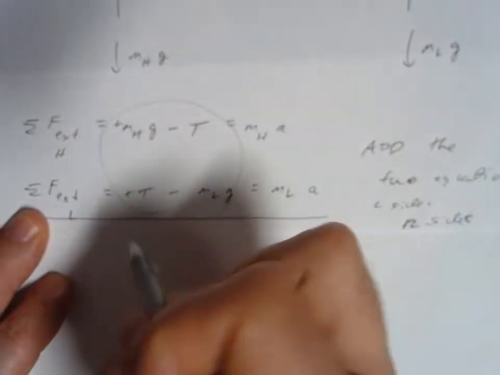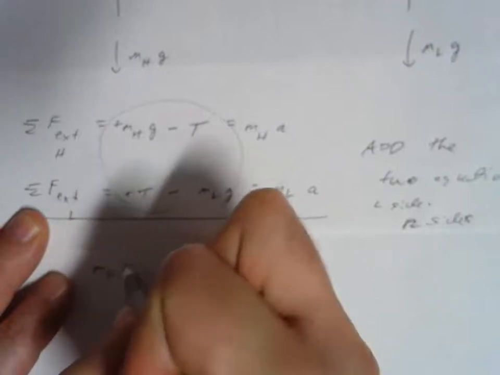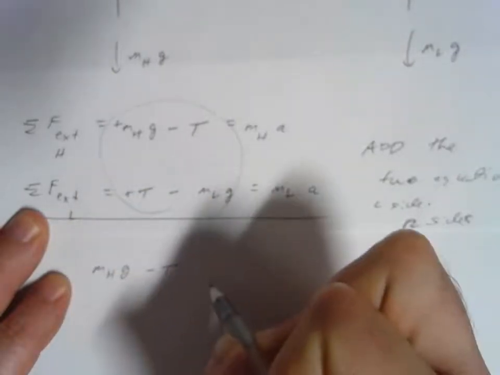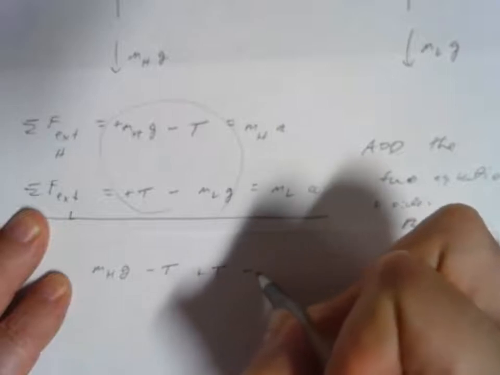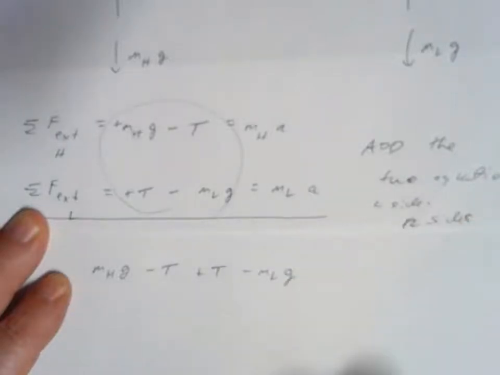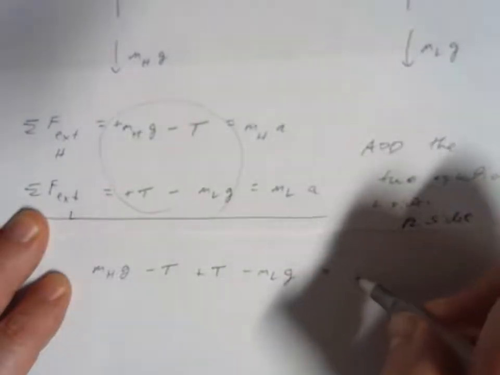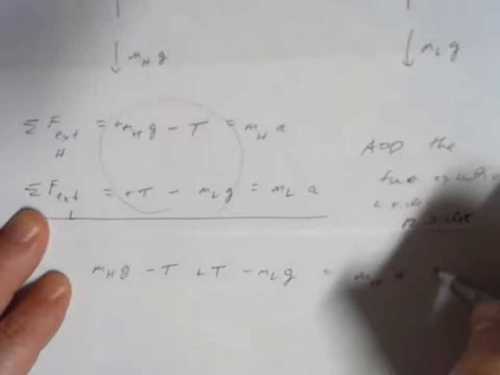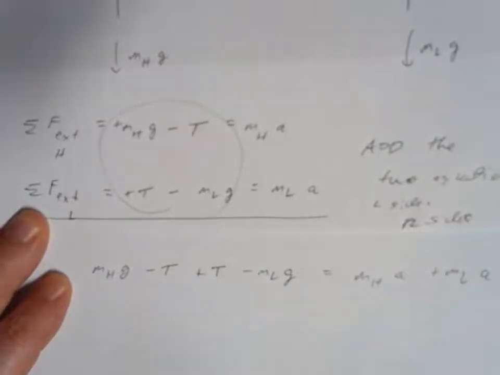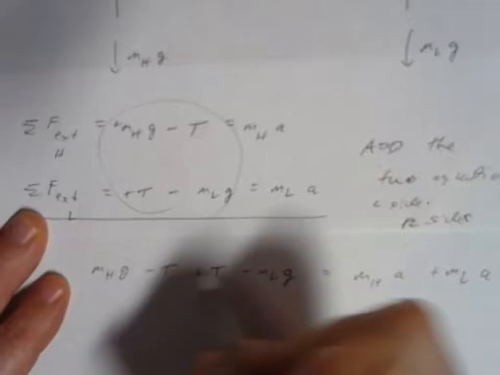Alright, I'm going to add these two equations. Adding the left sides, I get mhg minus T plus T minus mlg. If I add the right sides, I get mha plus mla. Well, minus T plus T is 0.